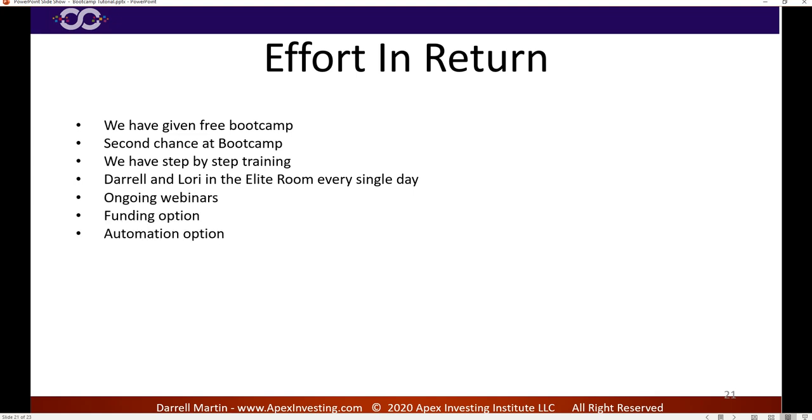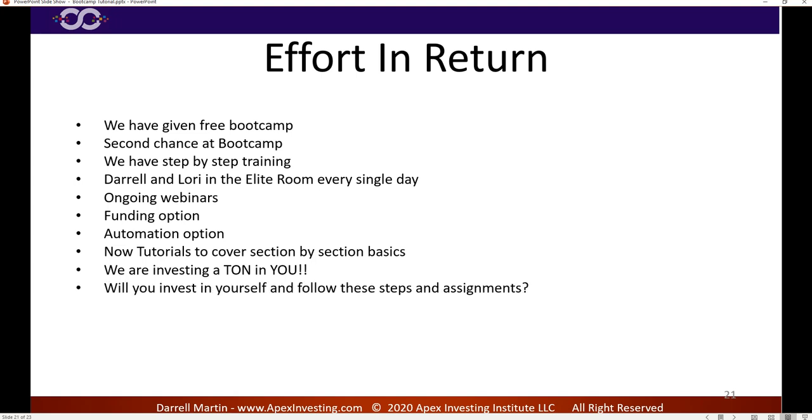We've got you a funding option, an automation option, and now these tutorials to go section by section. We're investing a ton in you, and we're happy to do so. But will you invest in yourself and just follow these steps and these assignments? I mean, we're investing everything we can here for you. And is it worth you just investing in these steps, especially this first section tonight that I'm asking you to do as your first assignment for us to kick off this tutorial?